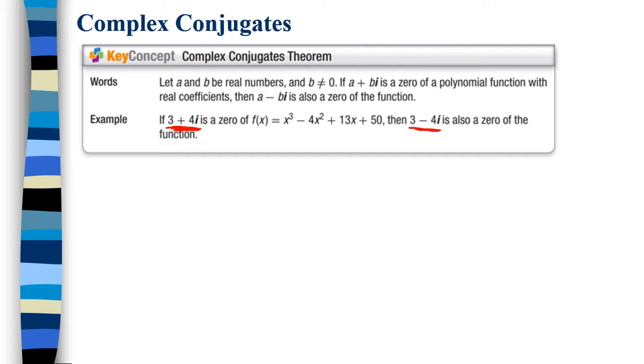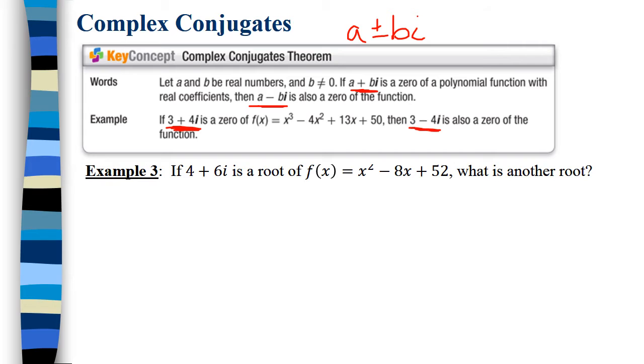That addition, right, means that if you have one complex root, you must also have its conjugate as a complex root. And conjugates are in the form of a plus bi and a minus bi. So a plus or minus bi is a pair of complex conjugates. So for example, if we know that 4 plus 6i is a root of this function, then we also know that 4 minus 6i is also a root because that's the conjugate.